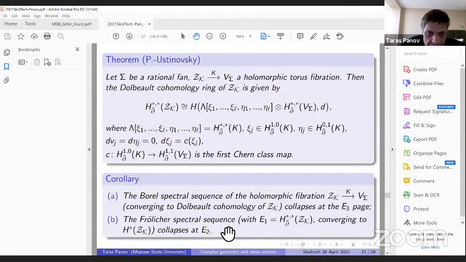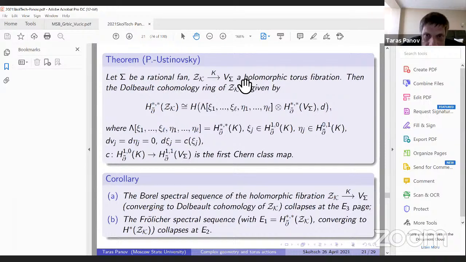And secondly, there is a Frölicher spectral sequence. In the non-Kähler world, the Dolbeault homology is much larger than the de Rham homology, because the Dolbeault cycle is not necessarily a de Rham cycle, and therefore there is usually much more Dolbeault homology, and there is a spectral sequence relating the two called the Frölicher spectral sequence. And in this case, it collapses in the E2 page.